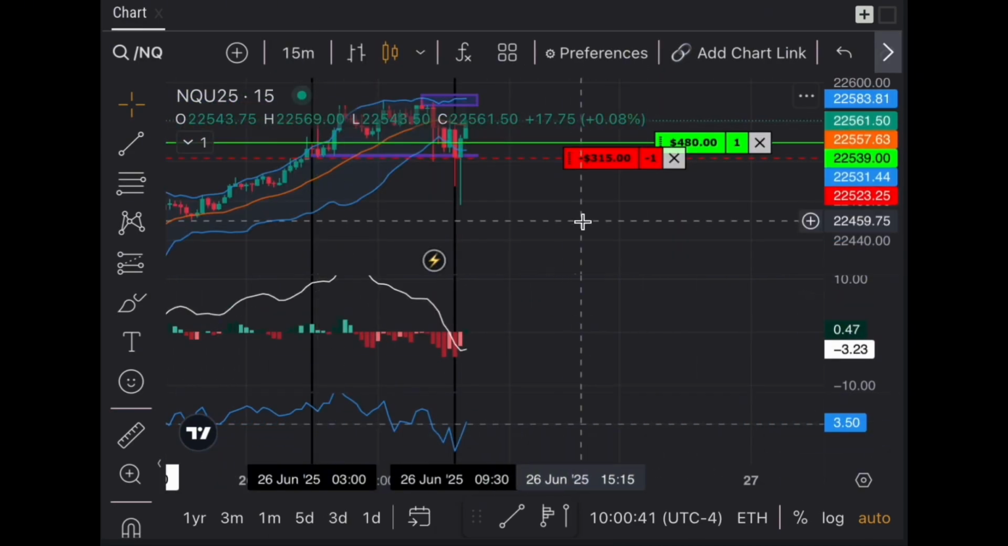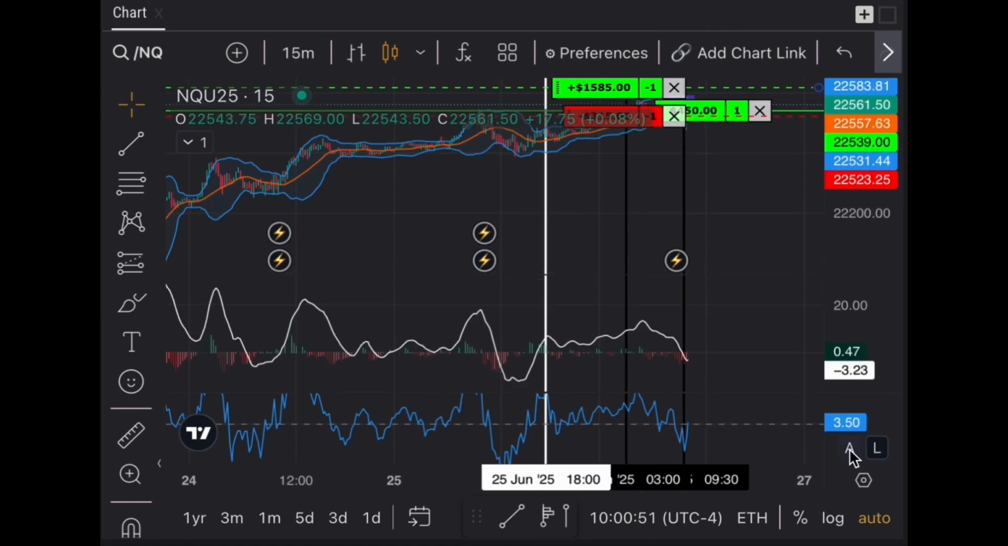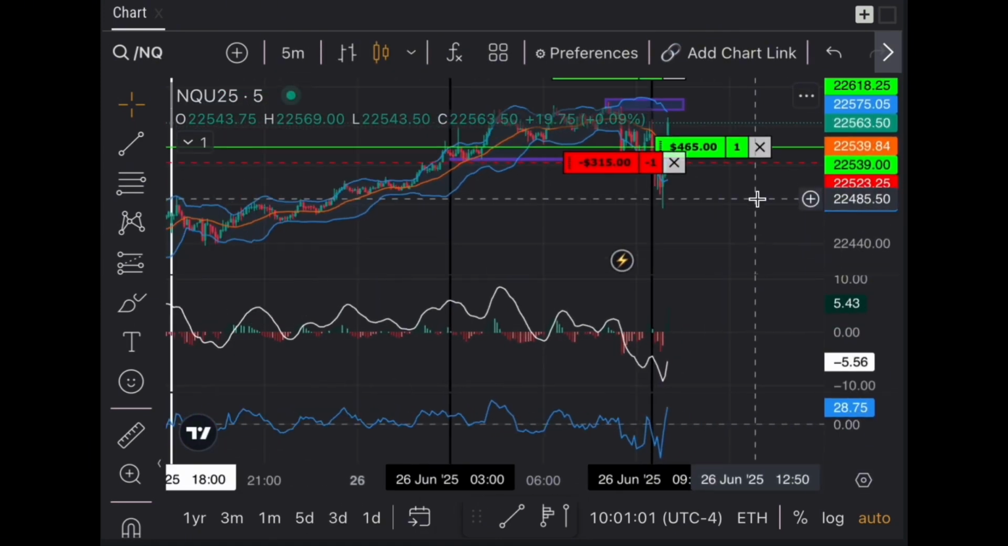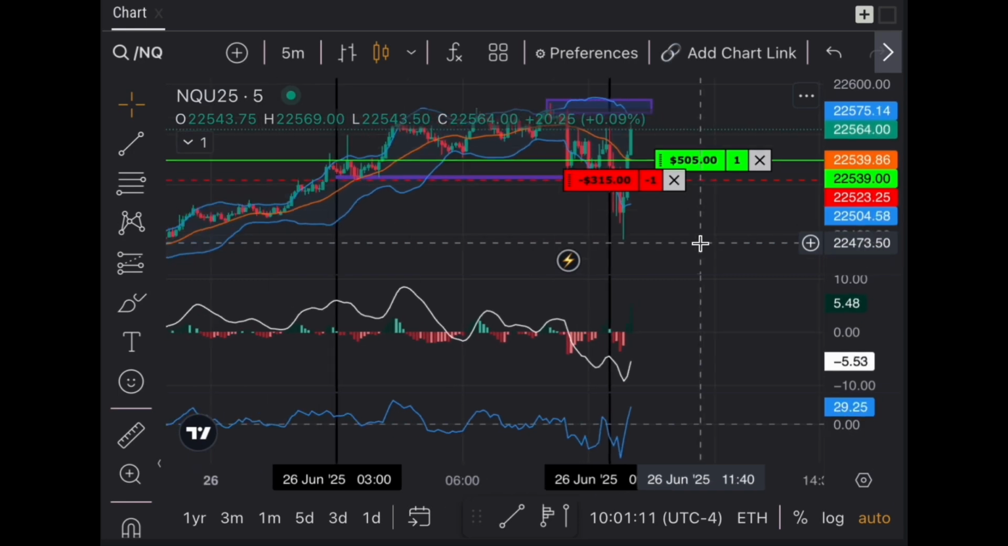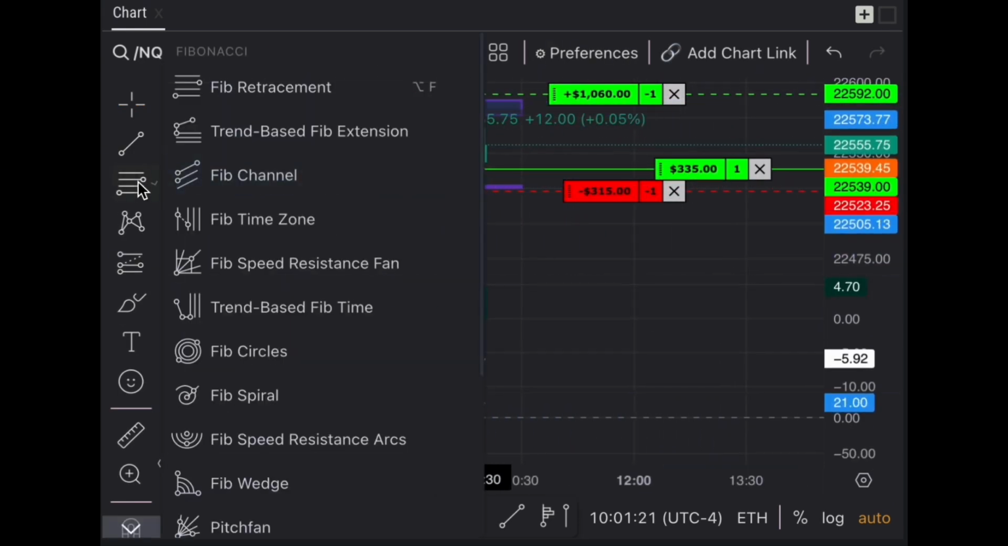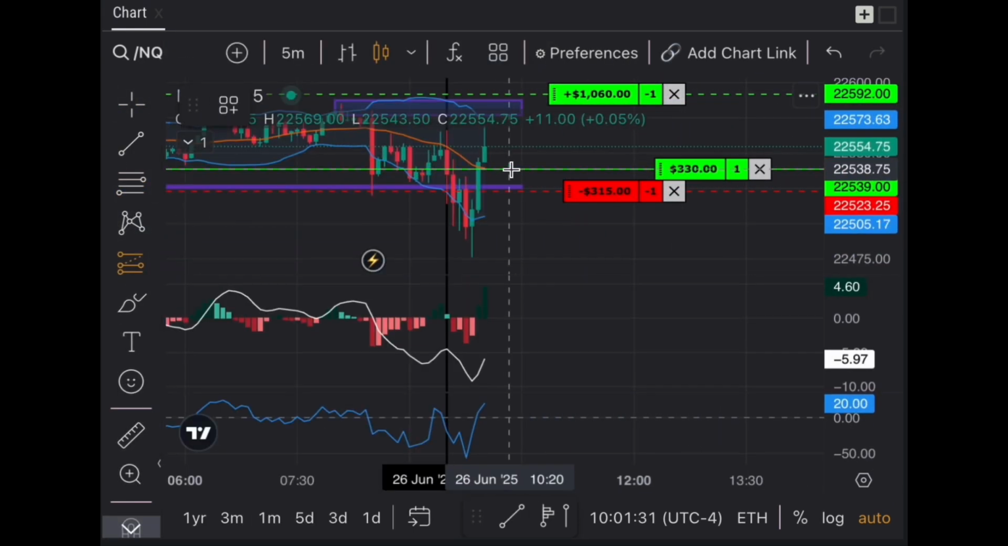I put it at 1,500 at first, but then I lowered it because price was moving really slow, and I was just trying to get profit. I really wasn't trying to look for anything greedy.